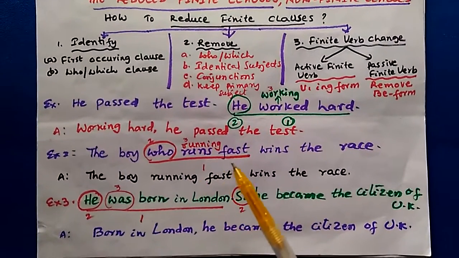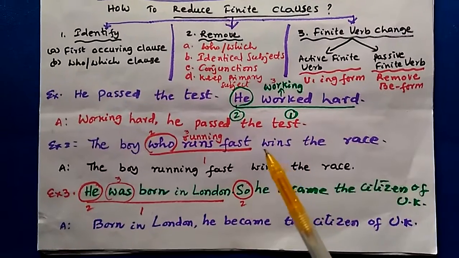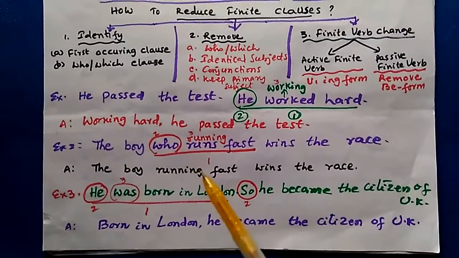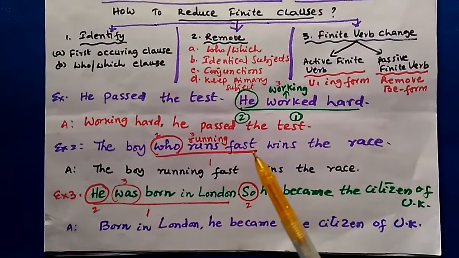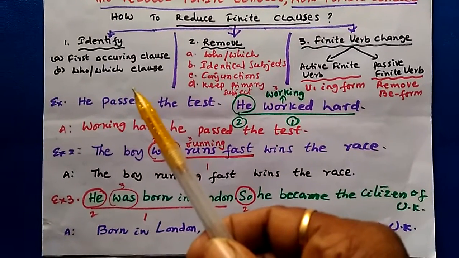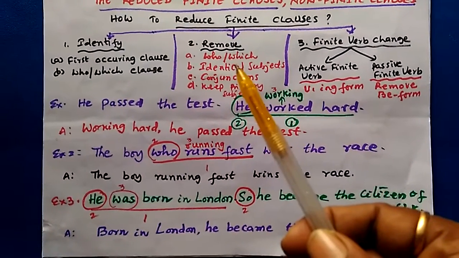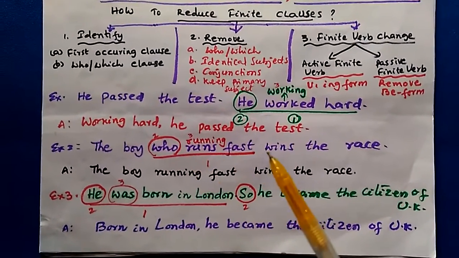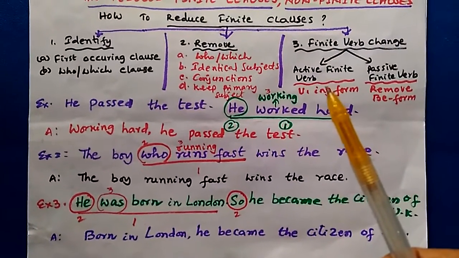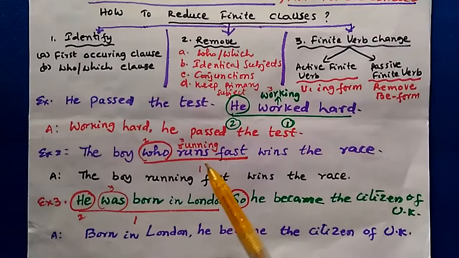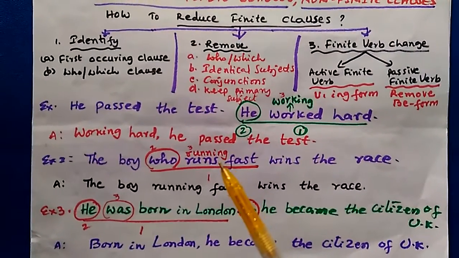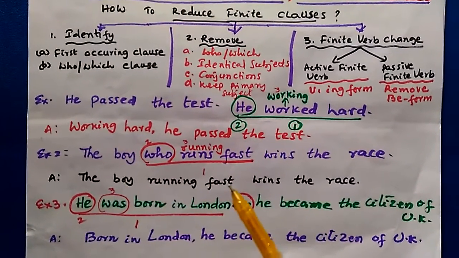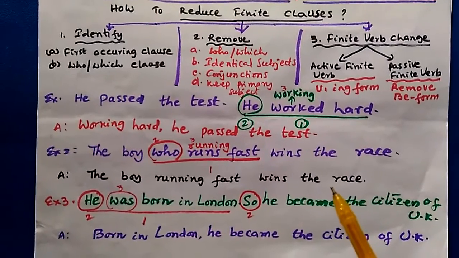Next one, the boy who runs fast wins the race. Here, the first thing, the relative pronoun, the relative clause. Here, the relative clause who runs fast is the first occurring clause. And then, second step, we have to remove who or which. Here, who is there, who is to be removed. And third step, verb change. Here the verb is in the active form, runs. So it must be changed into ing form. It becomes running. By doing these changes, we get the answer. The boy running fast wins the race will be the answer.